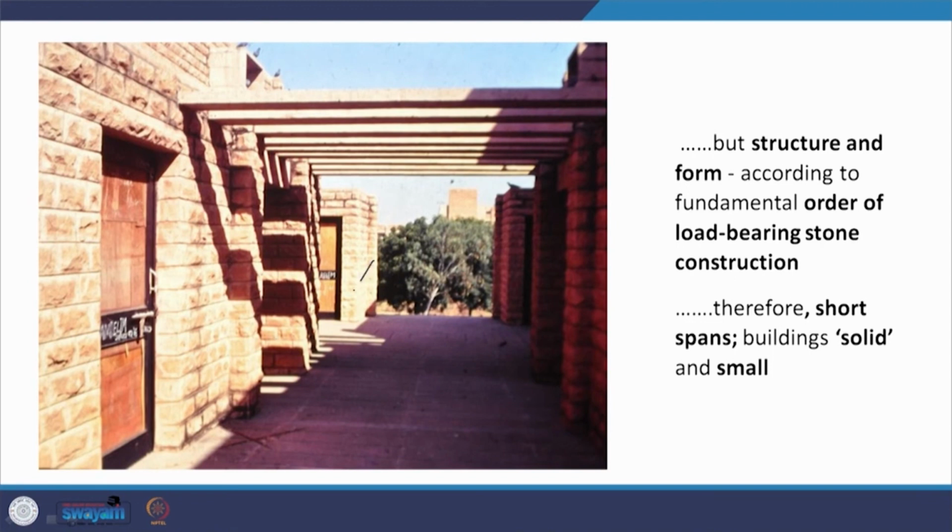For example, this is an open wing or a corridor in between these lecture halls on either side, which are made with exposed stone, and this beam is a stone beam, and the width of the corridor is as per the maximum length, so to speak, of the stone beam that was available. So the length of the stone beam available defined the width of the corridor. Therefore short spans were there, and the building was solid and small, and a solid and small configuration is also good for a hot and dry climate like Rajasthan.